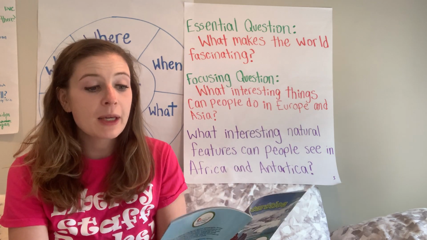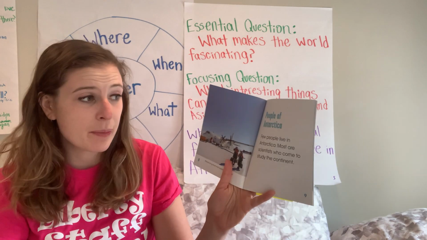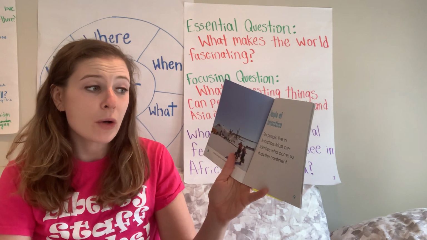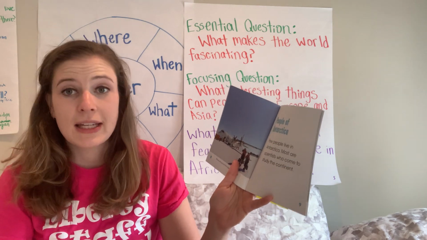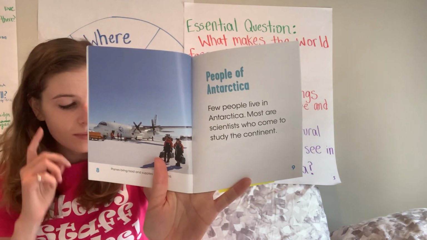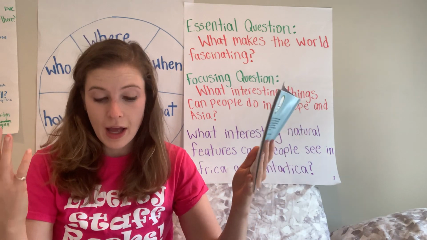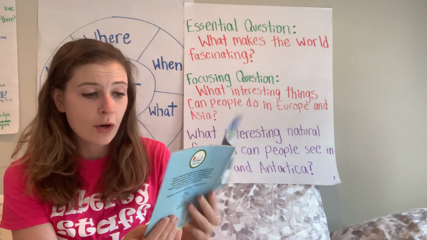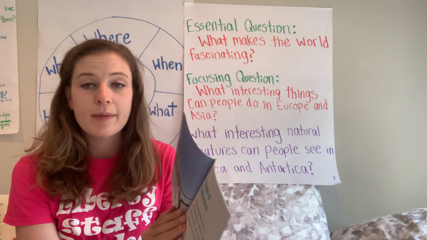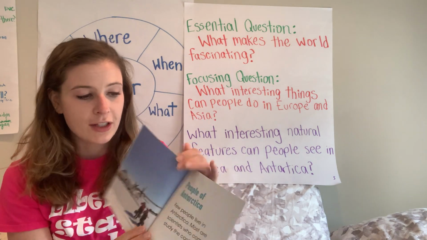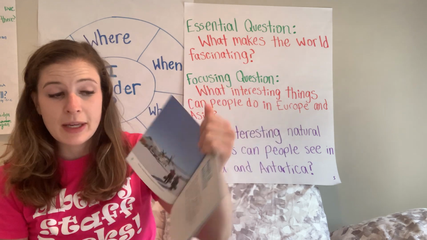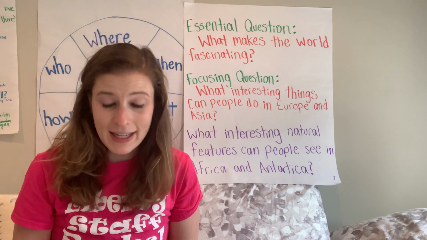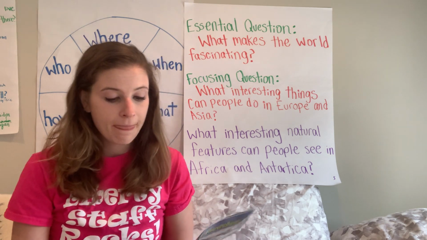So let's read. People of Antarctica. Few people live in Antarctica. Remember, few means just a very small amount. Most are scientists who come to study the continent. So let's think, who did they say lives in Antarctica on this page? On this page, they told us that scientists come to study in Antarctica. So our main topic is going to be people of Antarctica, and that first key detail that we just learned is that scientists come to study.